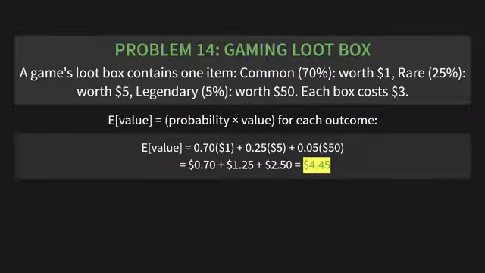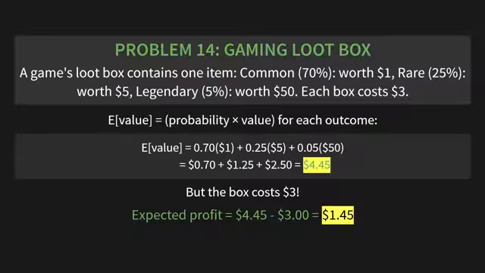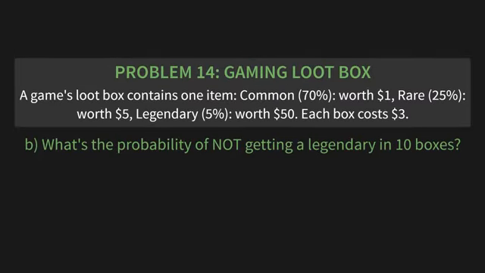Add it all up, 70 cents plus $1.25 plus $2.50 equals $4.45 average value. But remember, the box costs $3. So your expected profit is $4.45 minus $3, $1.45. The game is actually in your favor. But wait, before you start buying boxes, let me show you something. What's the probability of not getting a legendary in 10 boxes?